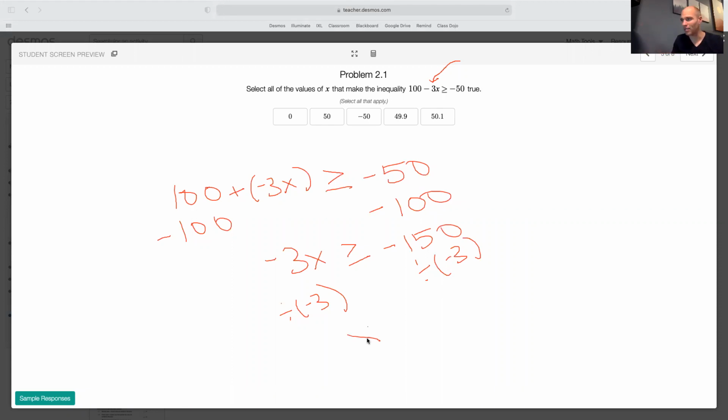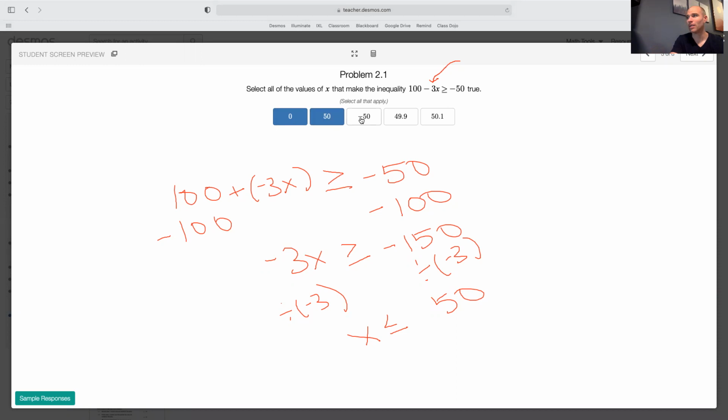So we got x is now less than or equal to -50. Oh, wait, no, not -50 because I got a negative divided by a negative here. So that should be a +50. All right, so x needs to be less than or equal to 50. Now it's kind of easy to pick the solutions, right? 0 is less than or equal to 50. I'm going to select that. 50 is less than or equal to 50. It counts because it's equal.